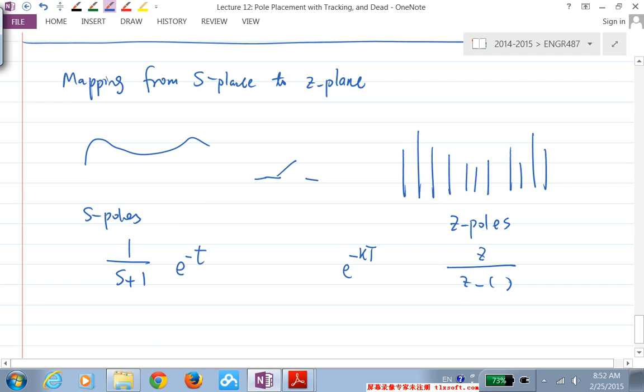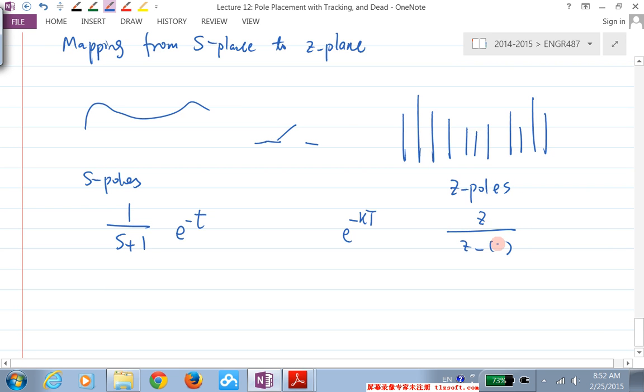What's this pole value? If you recall, in this case this is e to the power of negative t to the power of k. So it is e to the power negative t.